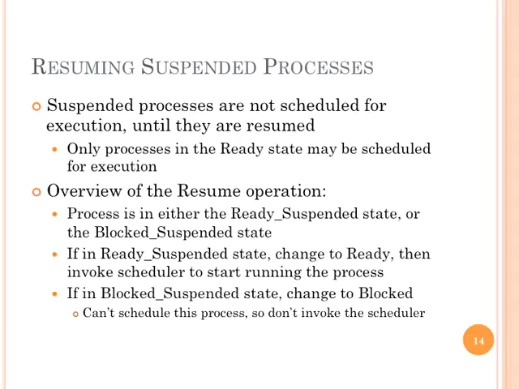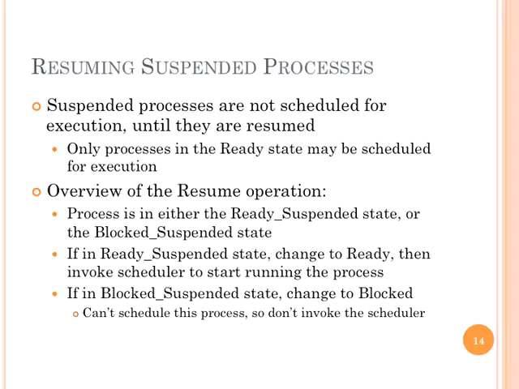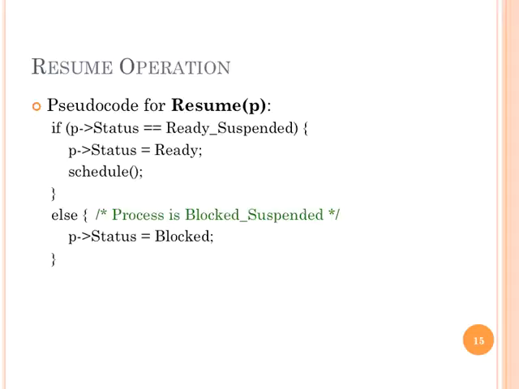So basically when we resume, we have to move it into an appropriate state. So like I say here, it's either in the ready suspended or block suspended state. If it's ready suspended, it's super simple. We just drop it back into the ready state. Put it into the ready queue. The scheduler may pick it. It may pick something else. If it's in block suspended, then we just change it to block because the process is still stopped for other reasons. Okay? So this resume operation is very simple.